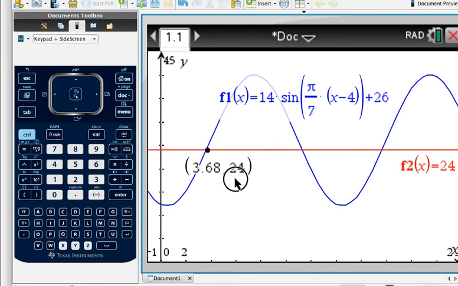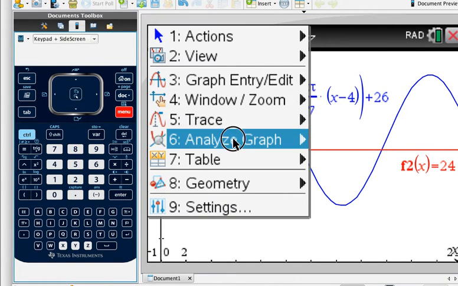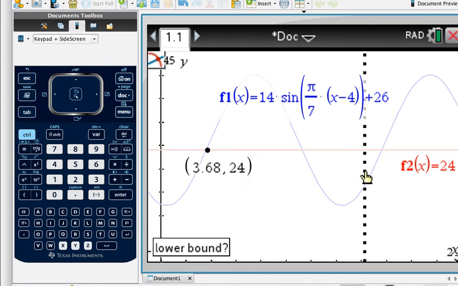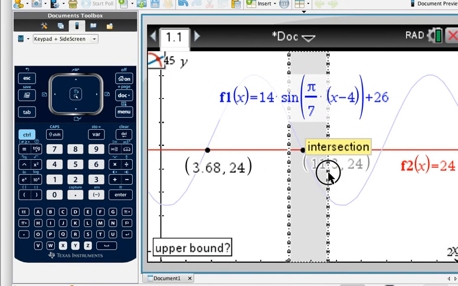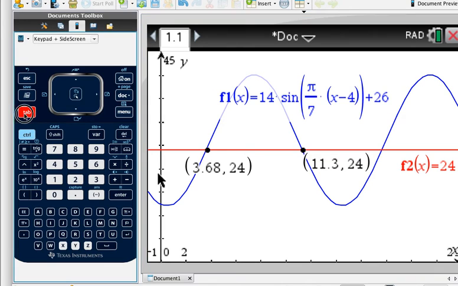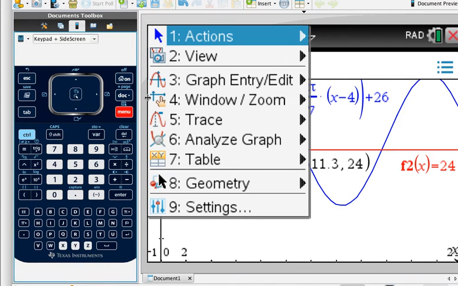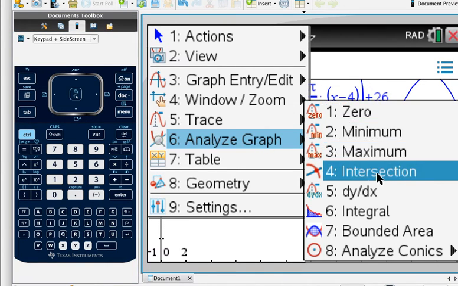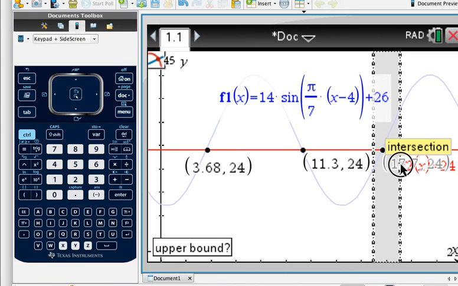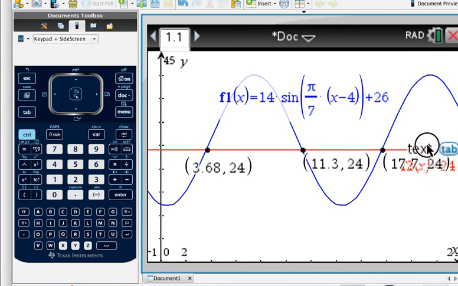Okay, so I have this answer. I might want to do it again just to find my other answers. And nope, that's not what I want to do. Menu, analyze, intersection, and my last one. Okay, so these are the 3 times that I'm going to be at 24 feet deep during the day. Okay, so which one should I use?